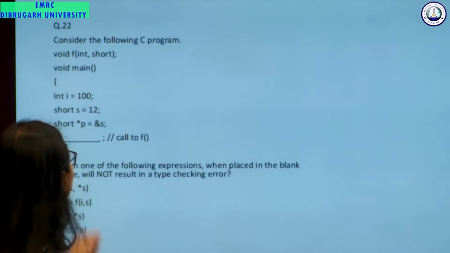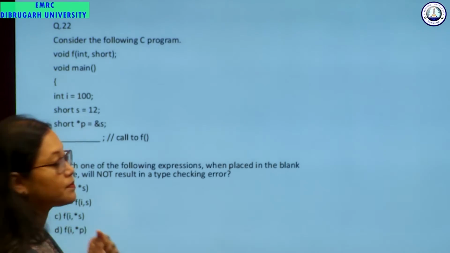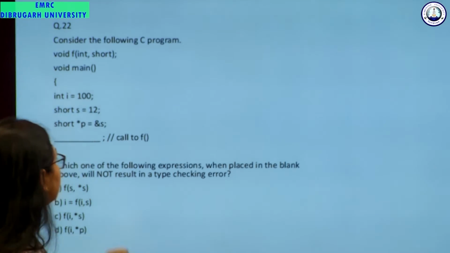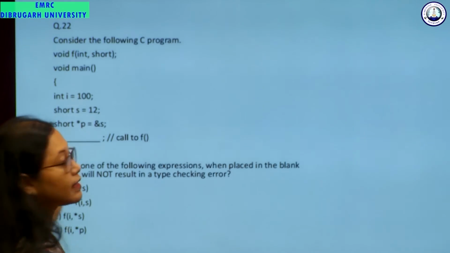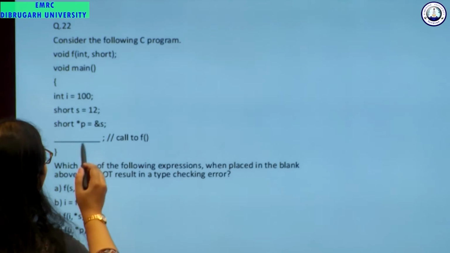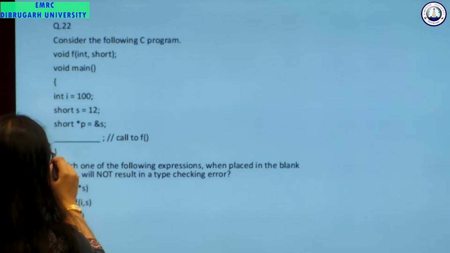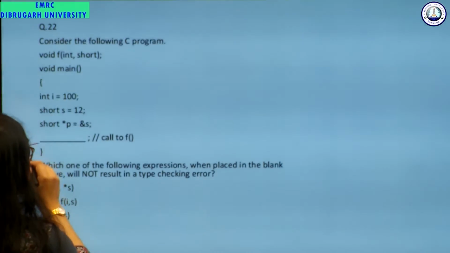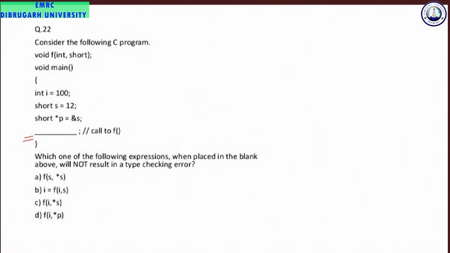So let's start it. This is question number 2 as per the set which I had considered. This is a C program given to us and we have to check what needs to be placed at this location, so that which among these 4 best suits this position. Let us first check with A, that is f of s comma pointer s.